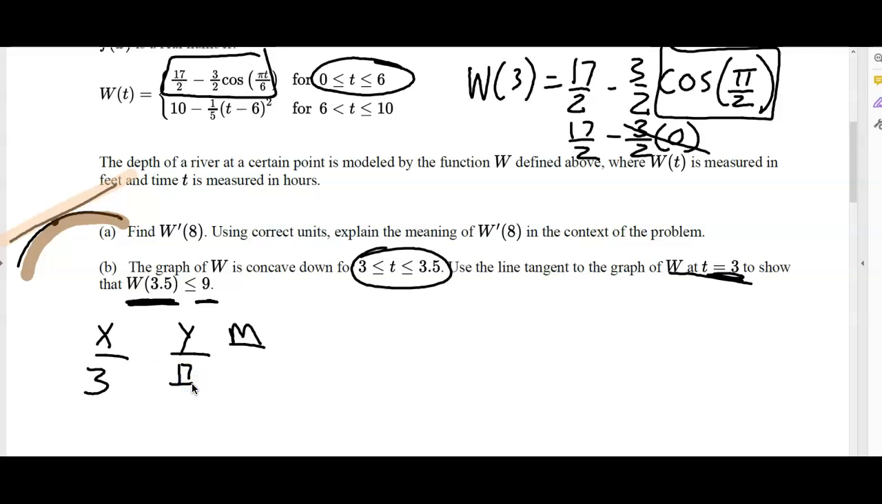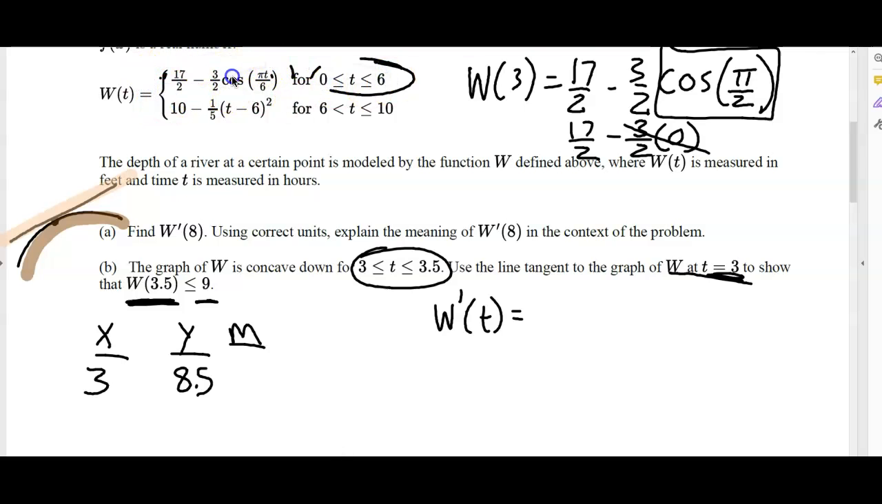Matter of fact, I think I'll just change that into a decimal. 17 divided by 2 is, what is that? 8.5. There we go. All right, now let's do the slope. Now to find your slope, we need to find w prime of 3. Well, to find w prime of 3, first of all, let's find w prime. Once again, since we're at t equals 3, we're using the top function. So what would the derivative of the top function be?